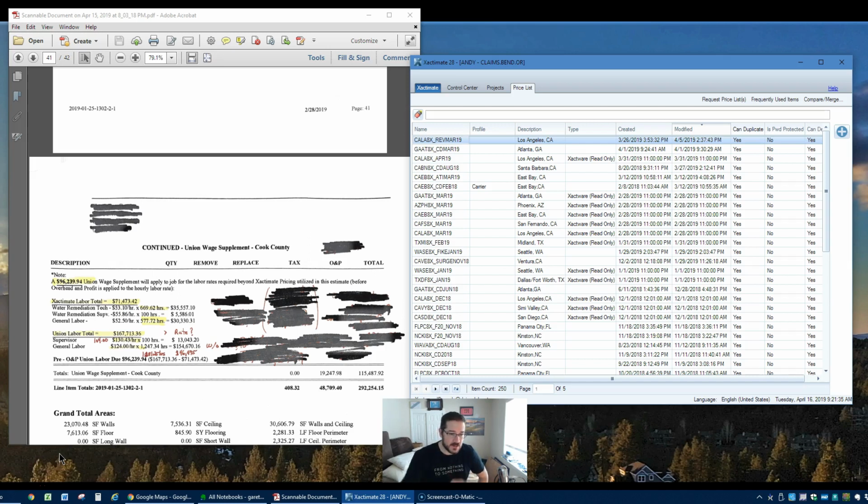So this is a nice redacted version of the actual invoice that they submitted, and this is one of the last pages where they're trying to supplement. They're calling it a union wage supplement, and trying to reconcile what Xactimate labor rates were for that given market and what the union labor rate was.